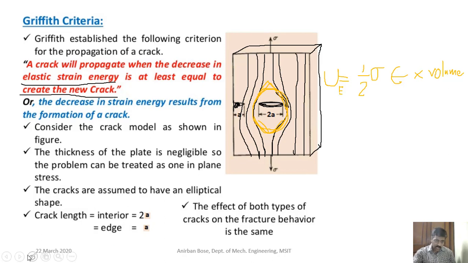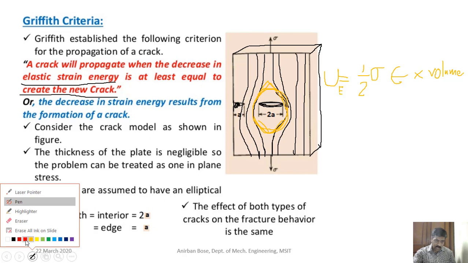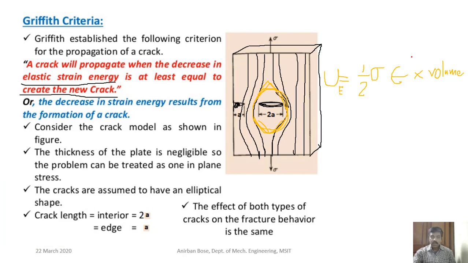Now let us take red color to look at it. Okay, now this is elastic strain energy. What we are doing is, we want to find out how much energy will change if there is no crack and if there is a crack. So how much strain energy will be released? The strain energy that will be released if the crack is present is half.